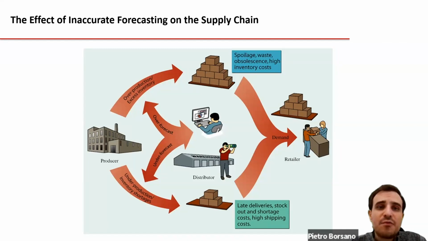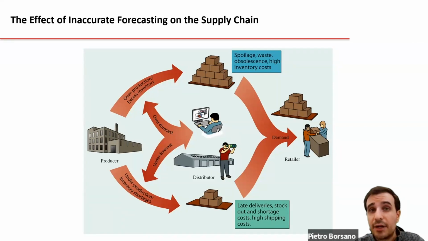In case we are over forecasting, meaning we predict higher demand than the actual demand, this will lead to an overproduction and consequently higher production costs. This also leads to excess inventory with our capital being tied up in the inventory and with consequent struggles in terms of cash flow because we are not able to sell the inventory.